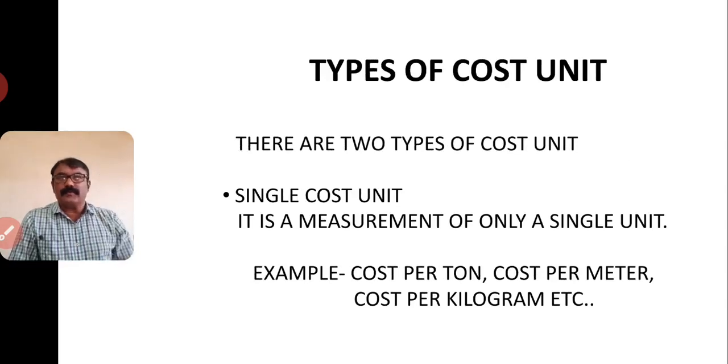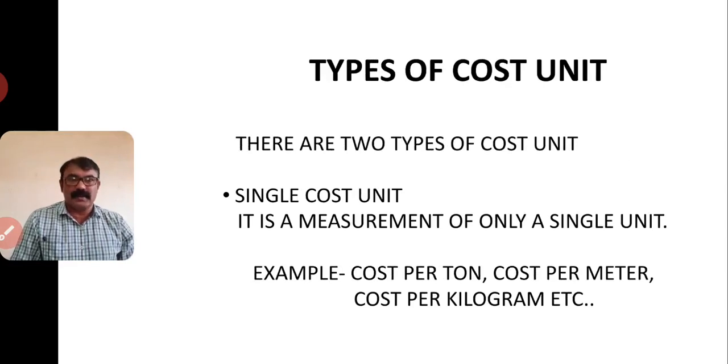There are two types of cost units. One is the single or simple cost unit, which is a measurement of only a single unit. Examples: cost per ton, cost per meter, cost per kilogram. Only a single unit is taken for the measurement here.